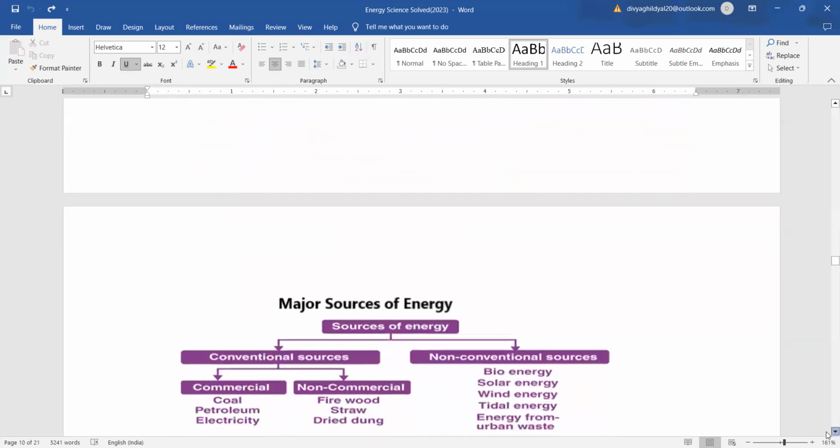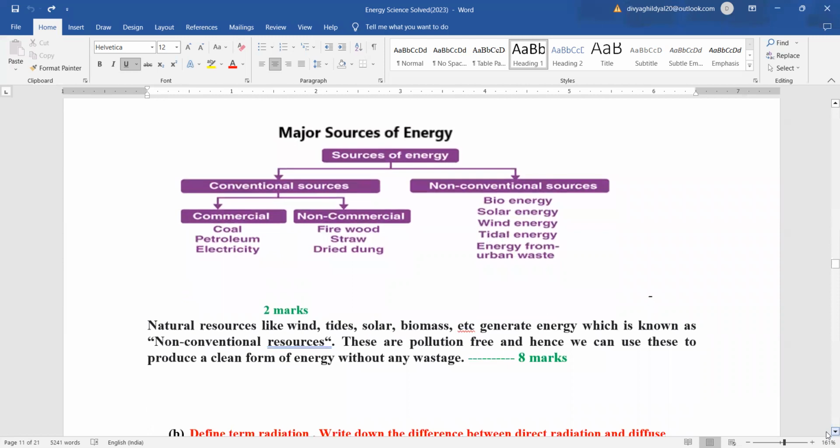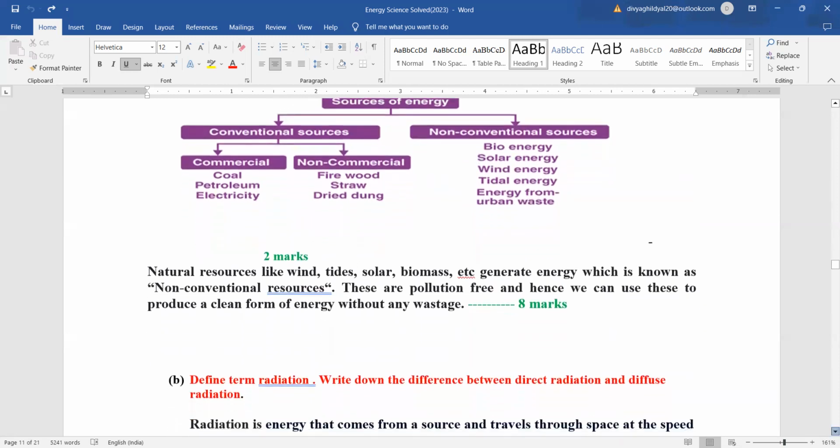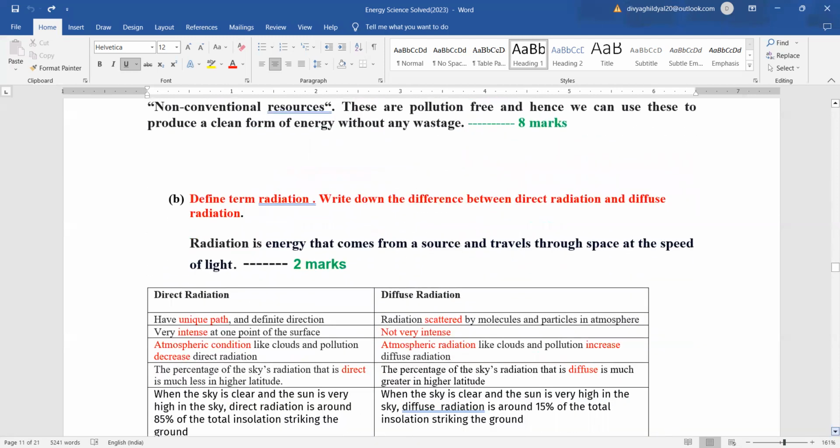Second part, the main sources of energy. Try drawing this flow chart, which I have also explained in my book. Sources of energy: conventional and non-conventional. Conventional is under commercial and non-commercial. Commercial: coal, petroleum, electricity. Non-commercial: firewood, straw, dried dung. Non-conventional sources of energy: bioenergy, solar energy, wind energy, tidal energy, and energy from urban waste. Natural resources like wind, tides, solar, biomass, etc. generate electricity and energy, which is known as non-conventional.